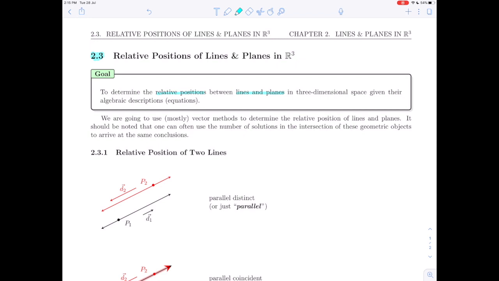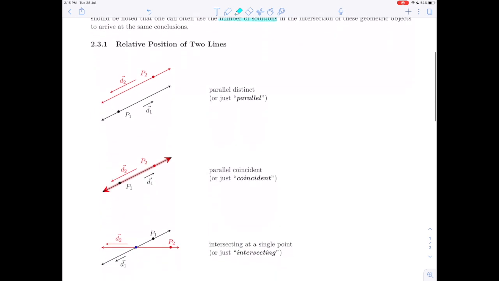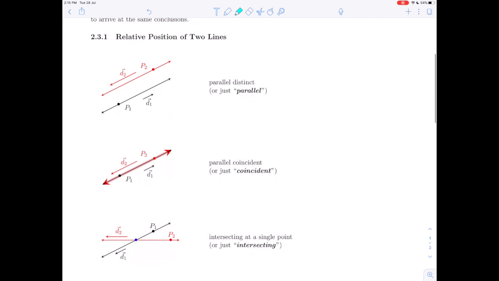And we are going to use mostly vector methods to determine the relative position of different lines and planes. But it should be noted that one can also talk about the number of solutions in the intersection of these objects to arrive at the same conclusions. So let's go ahead and look at section 2.3.1, the relative position of two lines.